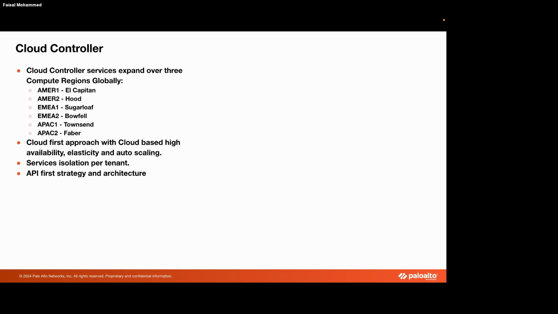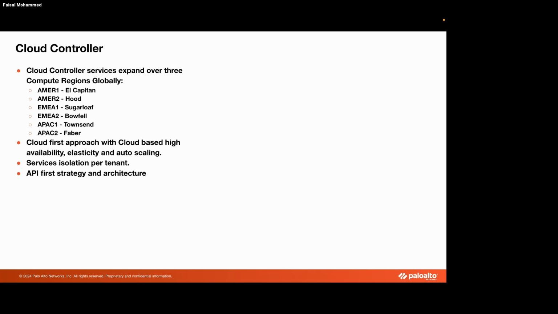The cloud-first approach with cloud high availability, elasticity, and auto scaling. So there are no hard-defined limits as such, but as you grow, the cloud controller will be able to handle as many branch sites as you connect.